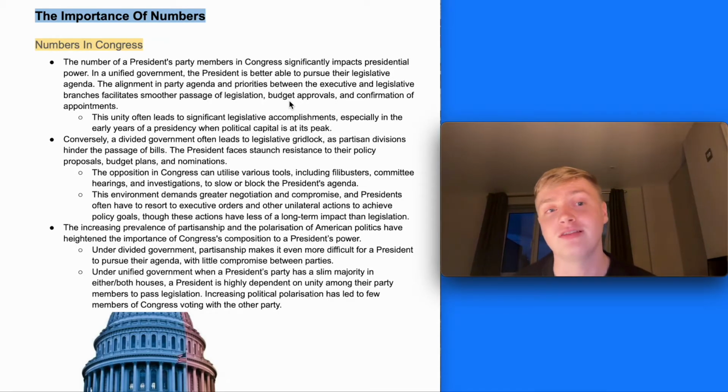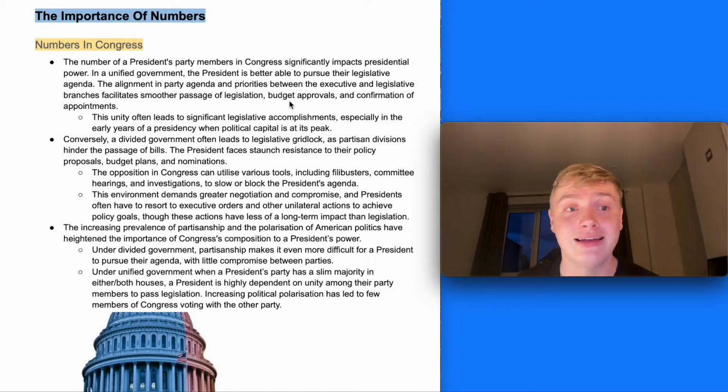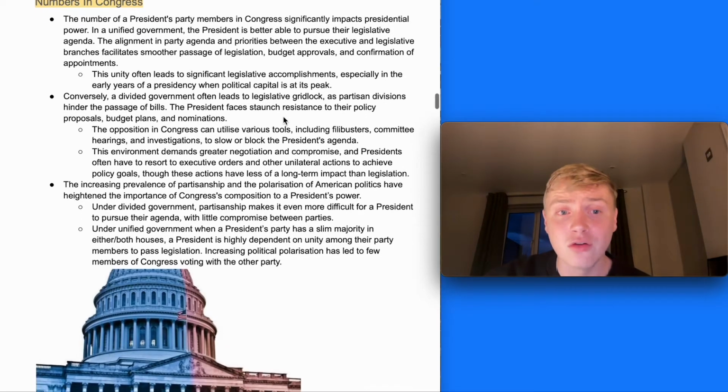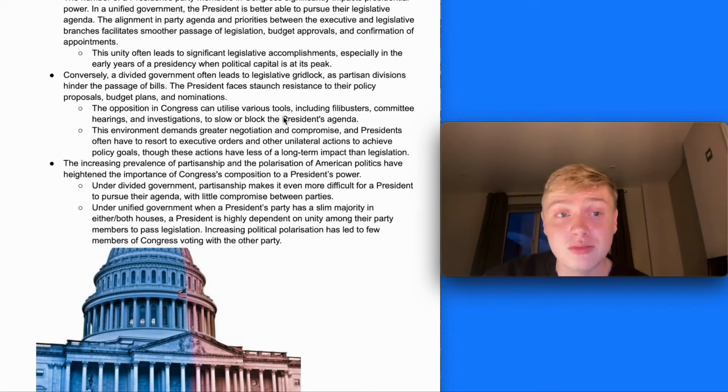So starting in Congress, the number of a president's party's members in Congress significantly impacts presidential power. In a unified government, the president is better able to pursue their legislative agenda. The alignment in party agenda and priorities between the executive and legislative branches facilitates smoother passage of legislation, budget approvals, and confirmation of appointments. And this often leads to significant legislative achievements, especially in the early years of a presidency when their political capital is at its peak.